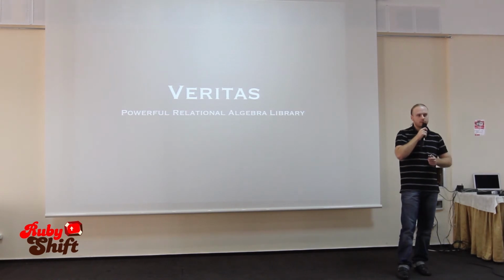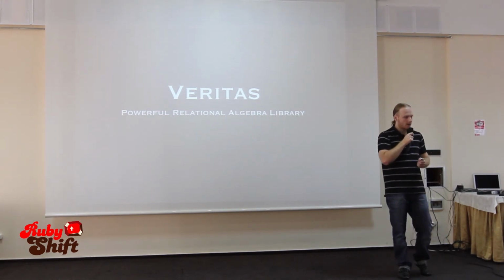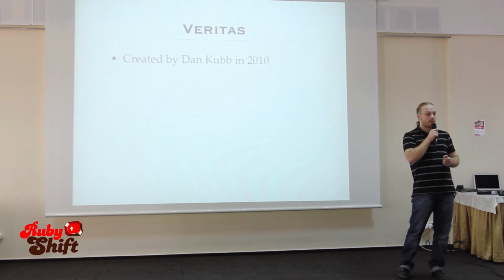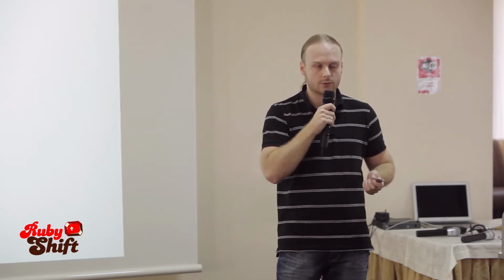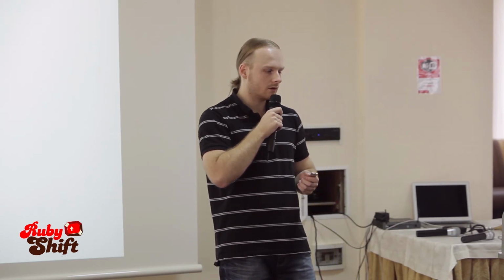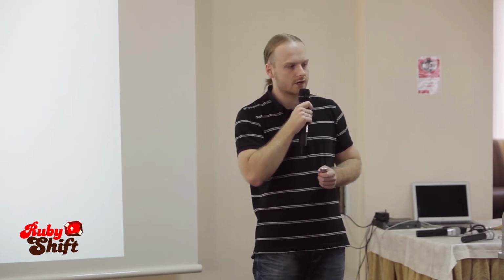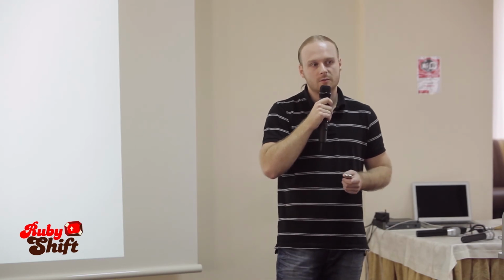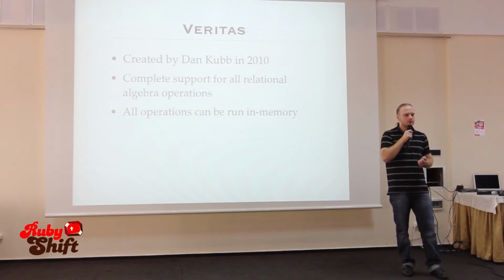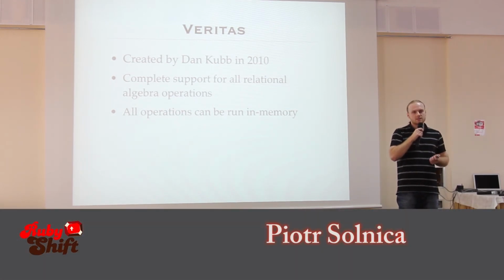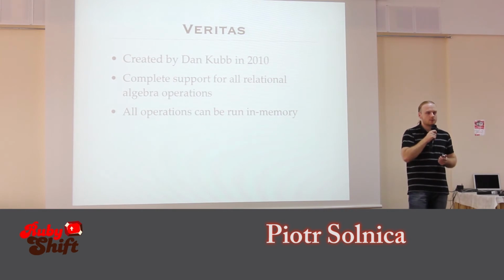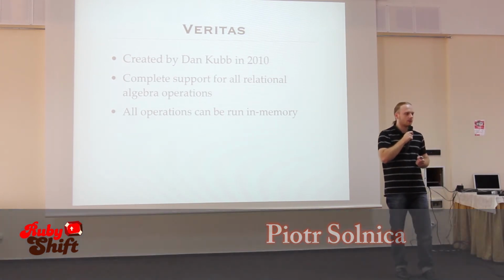Veritas is a powerful relational algebra library, and it was created by Dan Kubb in 2010 actually. He started working on Veritas in 2010. So after 2 years, Veritas supports all relational operations. And also, what's interesting is that all those operations can be run in memory, which can be confusing to somebody, but all it means is that Veritas works like a database. So we have a database written in Ruby right now.